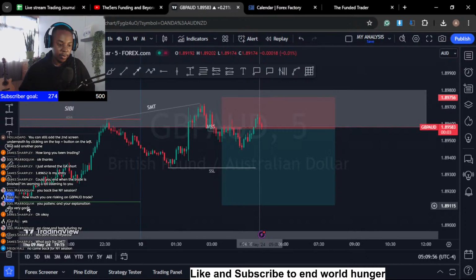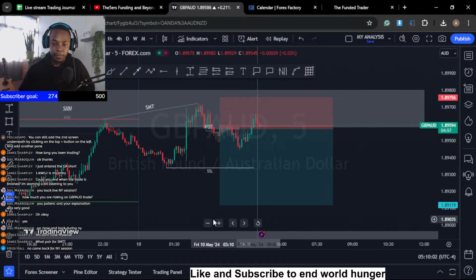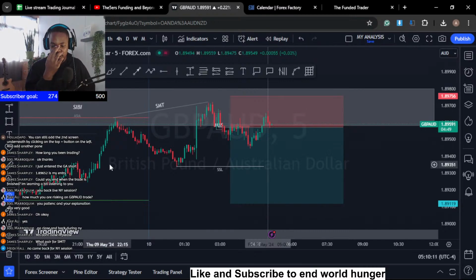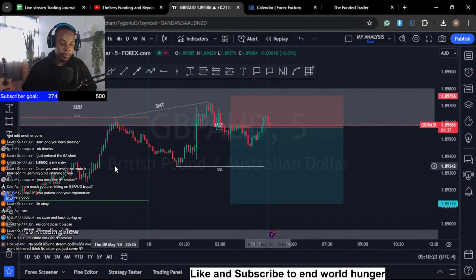Some people are saying close, come back. What pair for SMT? Correlated pairs. We'll go through that. If you're looking at GBP AUD, the correlated pair to it is the Euro AUD. If you're looking at NZD USD, the correlated pair for it is the AUD NZD. If you're looking at the Euro USD, GBP USD, things like that. And also NZD JPY, AUD JPY.